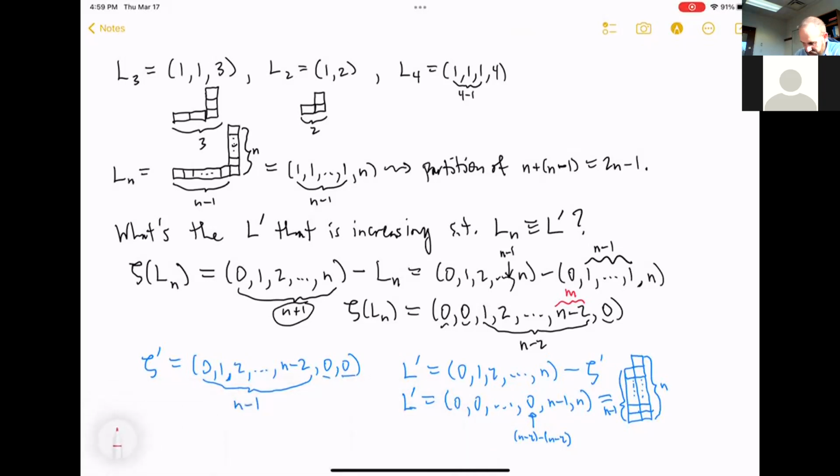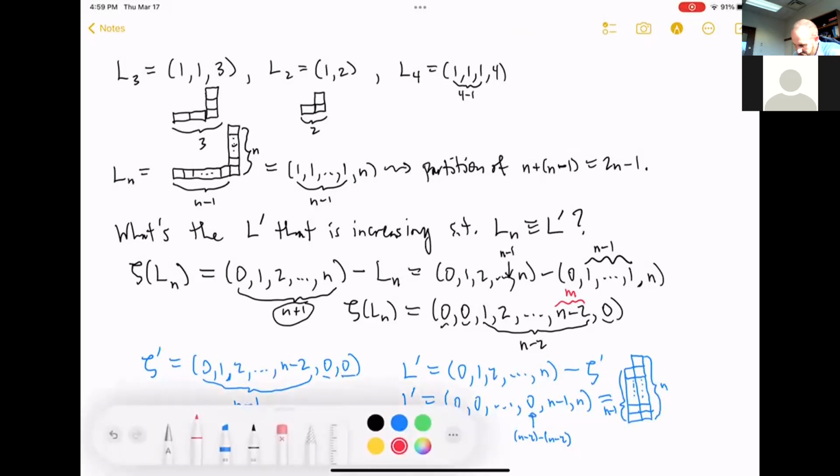L3, for instance, right? L3 is Rook equivalent to 2, 3, right? So L3 was 1, 1, 3. Or that thing was Rook equivalent to L prime, which was 2, 3. And here that's saying exactly that. It would be 0, 2, 3. Yeah, which comports with what we already knew.